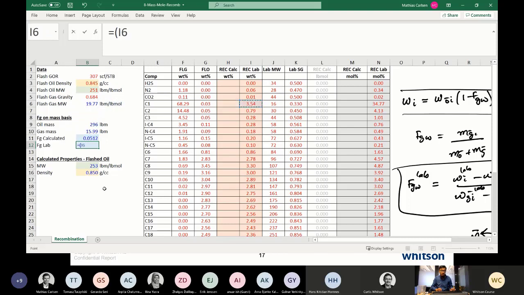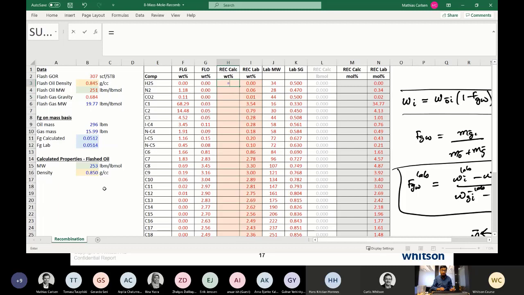So if you take methane, for example, minus this number here divided by this, the flash gas and the flash oil. So you see they are very close. And so that one key, you calculate the FGW from this information here, and then compare it to what the lab has used in their recombination, and these are very similar here.